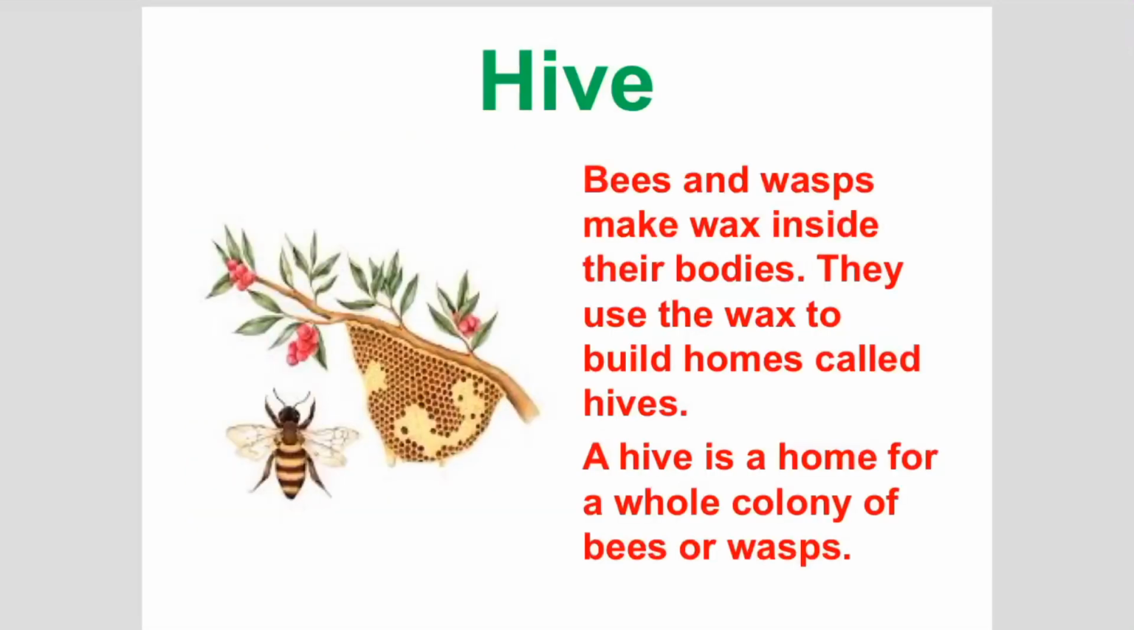Next, we have hive. Bees and wasps make wax inside their bodies. They use the wax to build homes called hives. A hive is a home for a whole colony of bees or wasps. So what is a hive? A shelter constructed by honeybees or wasps.